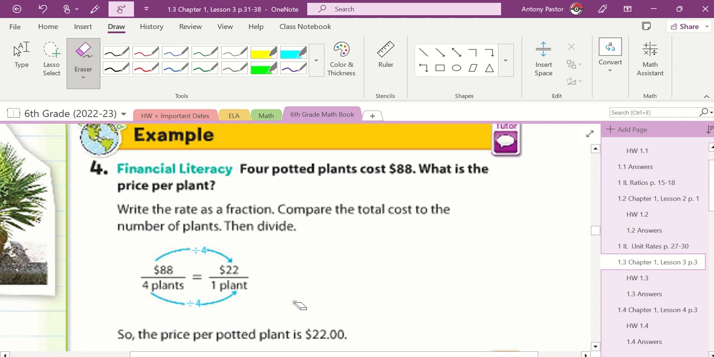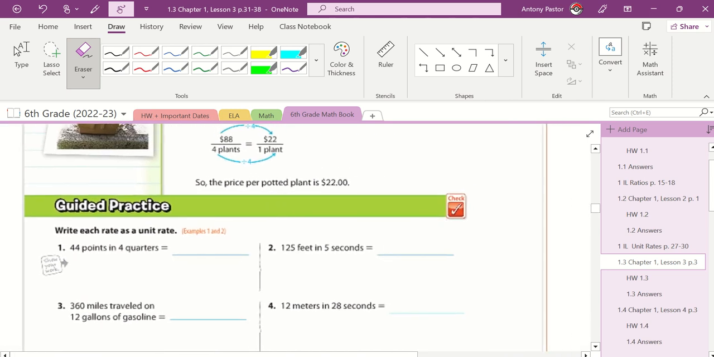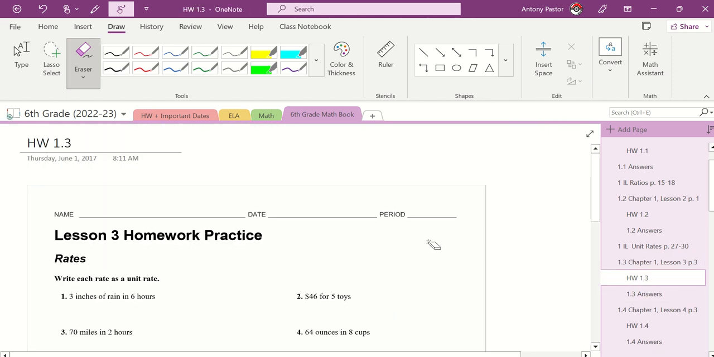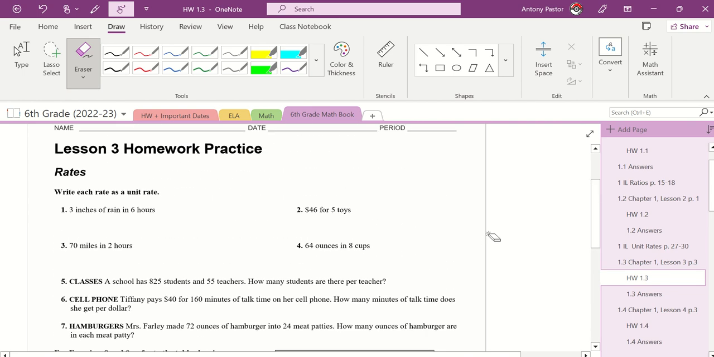I know that was a lot of information, and hopefully it wasn't too bad. Let's actually look at the homework before we get into this, so I can help you guys with some of these. Number 1's pretty easy. Write the rate as a unit rate. So 3 inches of rain in 6 hours. I'm assuming we're going to try to figure out how many inches of rain per hour.